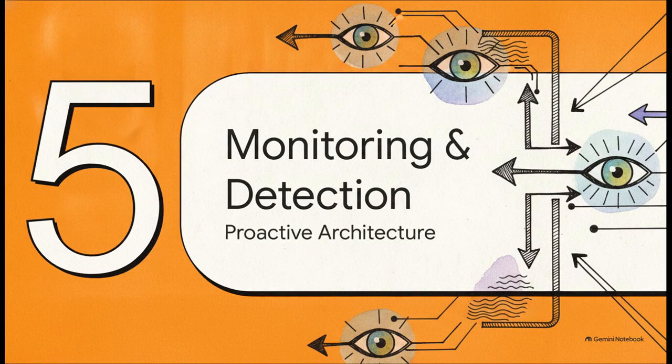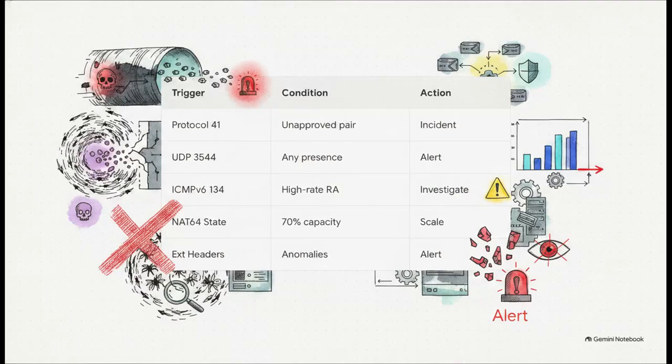And our final section for today, Section 5, Proactive Monitoring and Detection. A solid architecture isn't just a set-it-and-forget-it deal. You need continuous visibility to proactively spot bypass attempts. Virtualization Options LLC laid out some very specific telemetry triggers in Chapter 8 that should be piped into your SIEM right now. For example, Protocol 41 is used for IPv6 encapsulation.